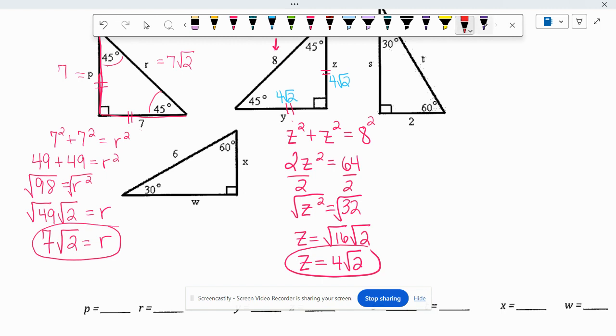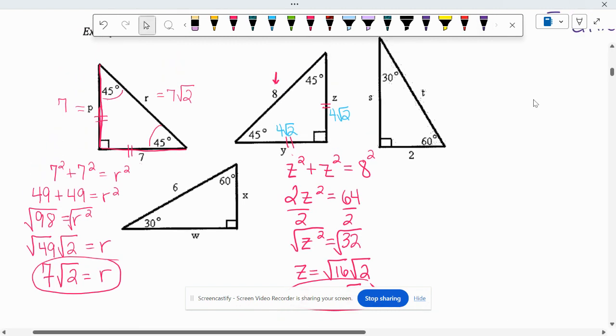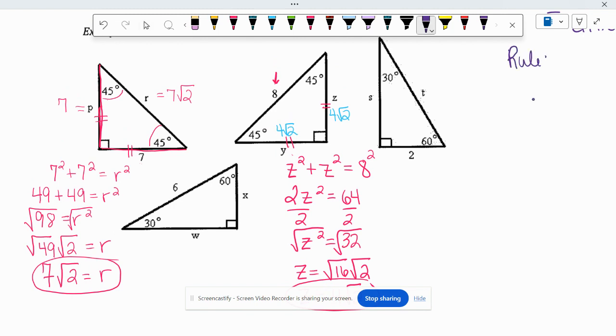So I wrote a little rule, which we've already put on our paper, but I'm going to write it again. And I wrote it like this. Rule: 45, 45, 90.